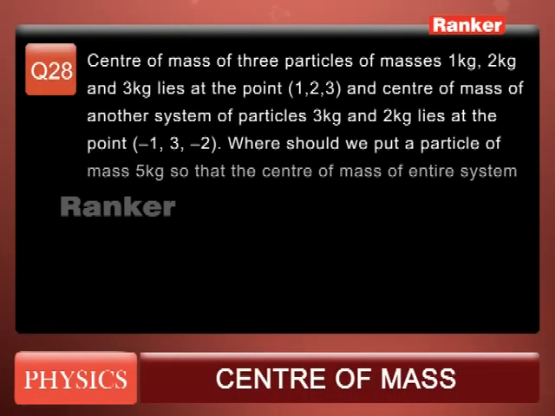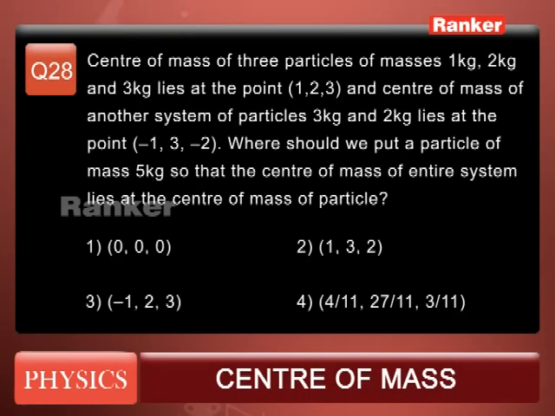Question number 28: the center of mass of 3 particles of masses 1 kg, 2 kg and 3 kg lies at the point (1, 2, 3), and the center of mass of another system of particles of 3 kg and 2 kg lies at the point (-1, 3, -2). Where should we put a particle of mass 5 kg so that the center of mass of the entire system lies at the center of mass of the system?